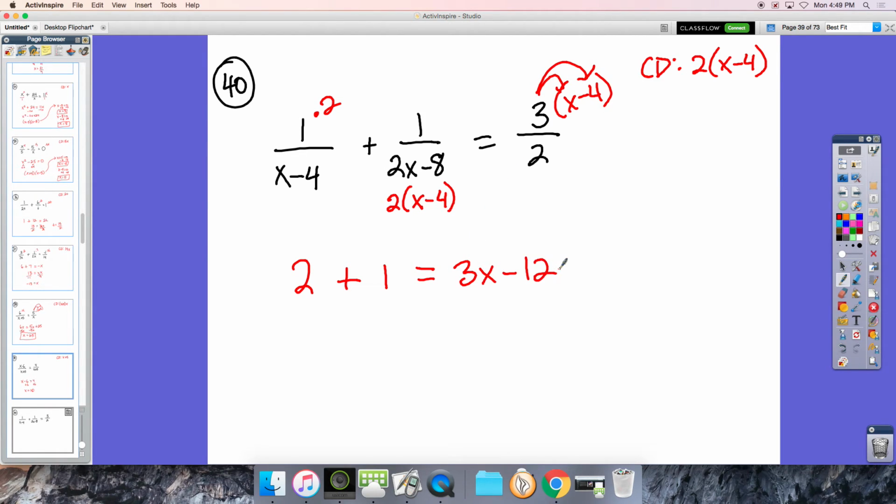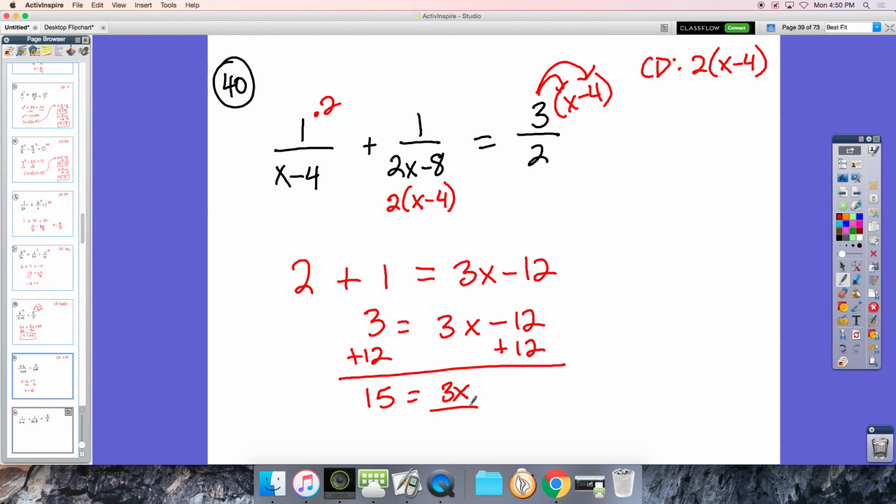So now I have 2 plus 1 equals, distribute these, 3x minus 12. Add these together. Then I'm going to add 12 over here. Solve for x by dividing by 3. 15 divided by 3 is 5, so x equals 5.